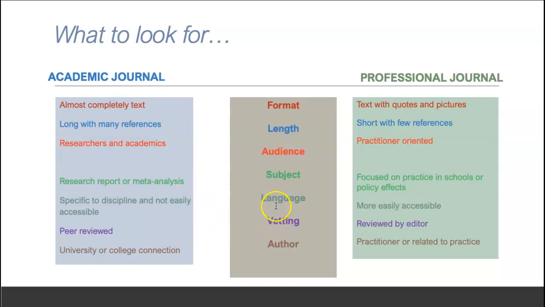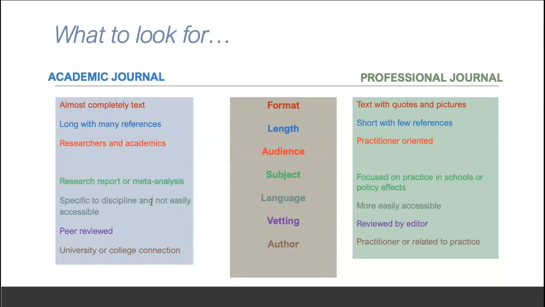Okay, the language in an academic journal is specific to the discipline, and it's most often not easily accessible. And you probably had that experience. I know I certainly have, where you read an article, it's about something new that you're looking at, and the language is changing. It has to change because they're looking at something that doesn't have an expression in language yet. So the language gets altered and changed.